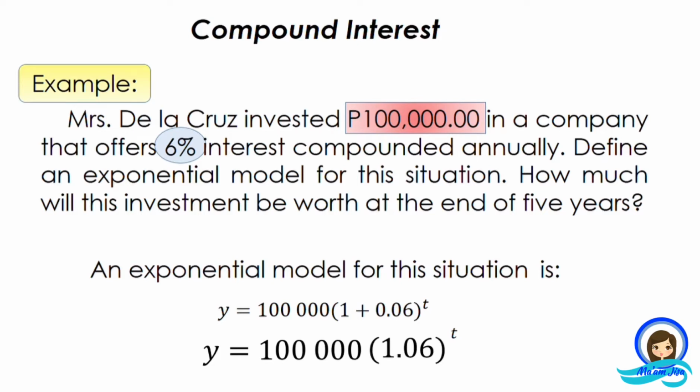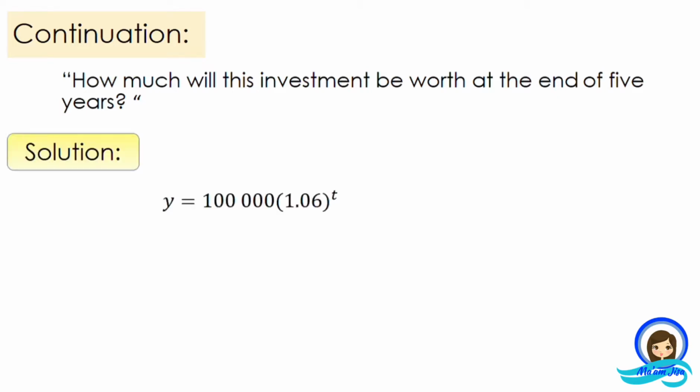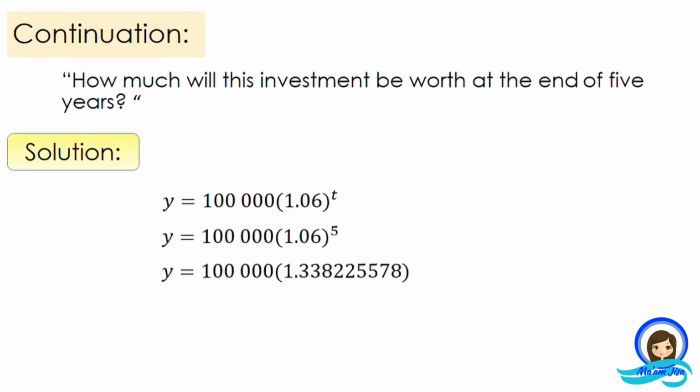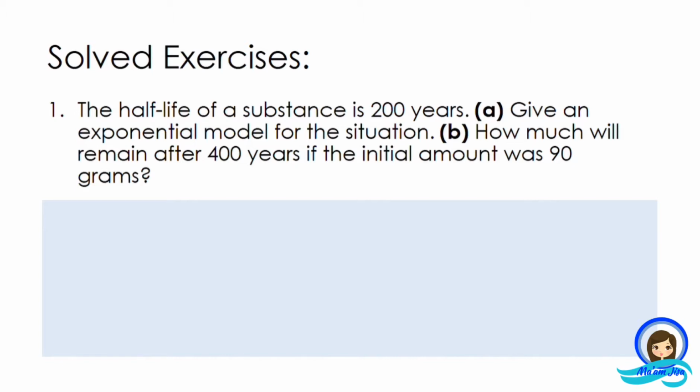The next question is the amount of the investment at the end of 5 years. Using our exponential model, we just have to substitute the small letter t with 5. 1.06 to the power of 5, you can check using your calculator, is 1.3382255. And then multiply it to 100,000, the result is 133,822.56. Therefore, the investment is worth 133,822.56.